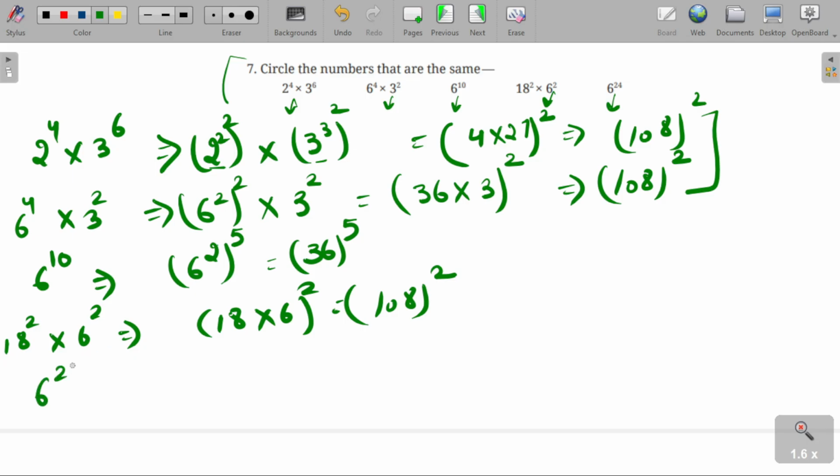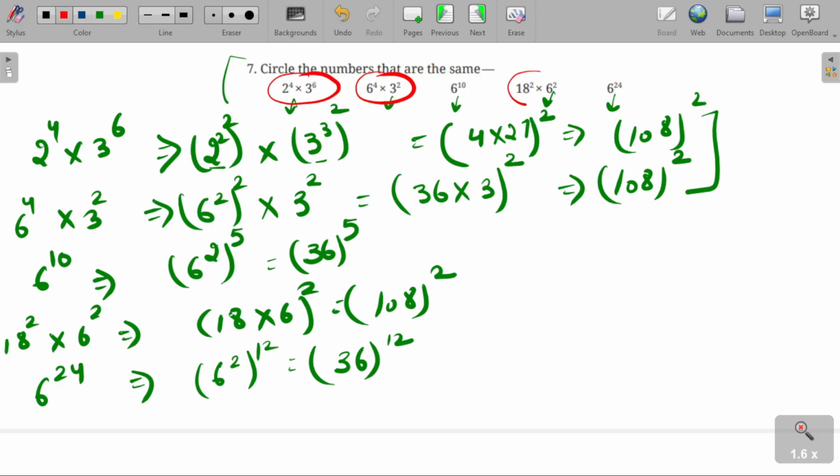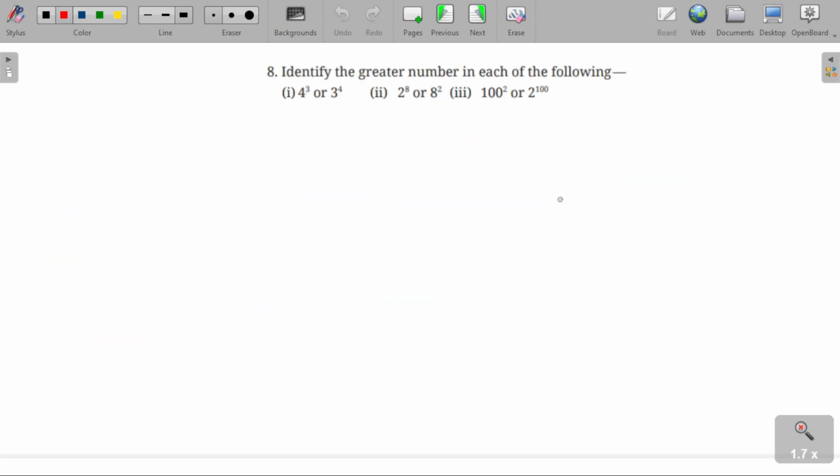Now 6 raised to 24 will be 6 raised to 2 raised to 12. So this is also not leading us to the conclusion, right? So here we are getting part 1, part 2, part 4. They all are the same. Okay, all about this question. Moving to question number 8.